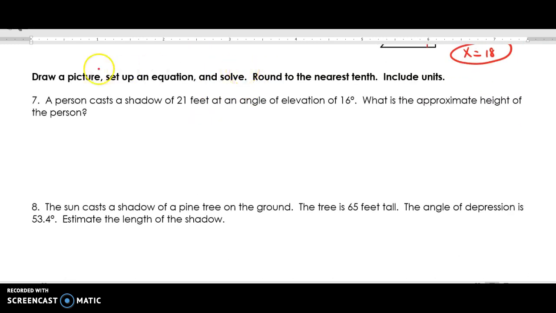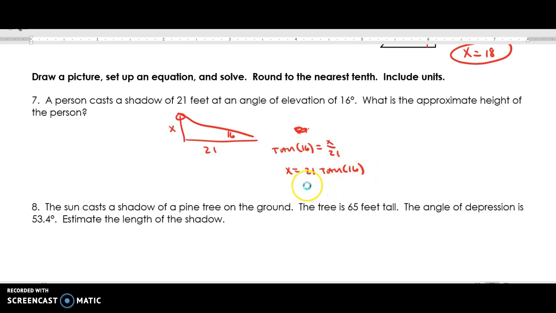Okay. So number seven, a person casts a shadow 21 feet, right? So if you have this person, they cast a shadow, and the shadow is 21 feet at an angle of elevation of 16 degrees. What is the height of the person? There's your setup. So we're going to say the tangent of 16 degrees is equal to opposite over adjacent. So that would give you 21 times the tangent of 16. And 21 tan 16 would give you about 6.02. So we're going to say about 6 feet tall.